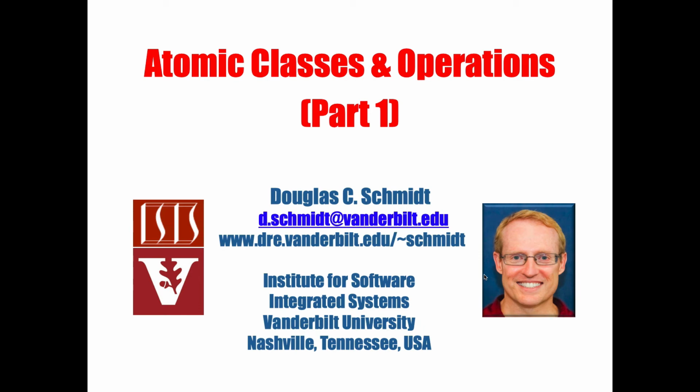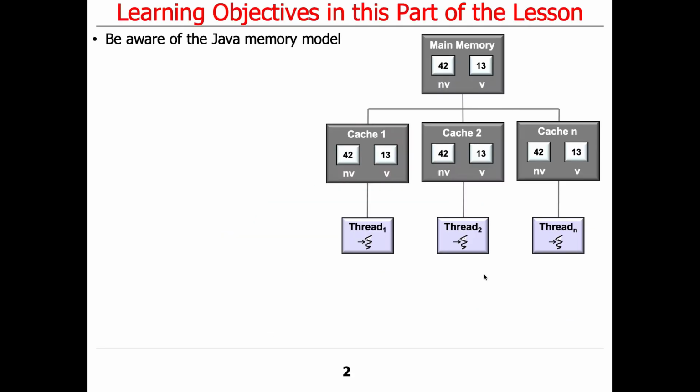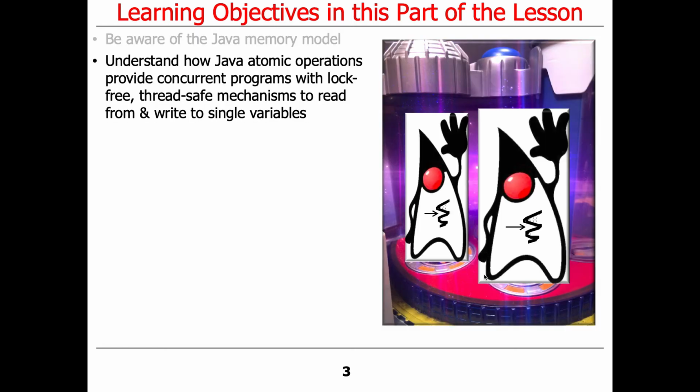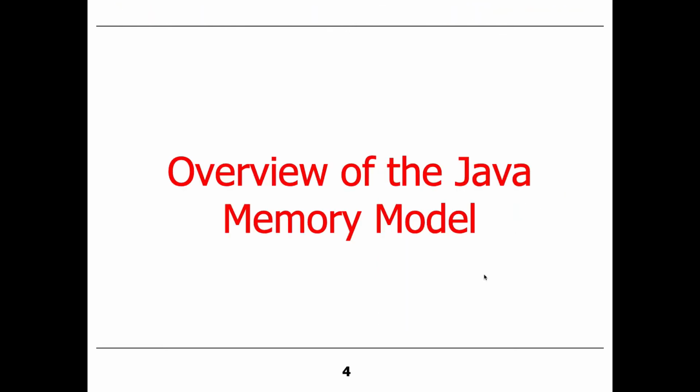So we're going to return to our discussions about atomic classes and operations, and we're going to dive a little deeper into some of the infrastructure topics related to atomic operations and variables and classes. We're going to start by discussing the Java memory model, and then we're going to talk about how the Java atomic operations let concurrent programs have access to lock-free, thread-safe mechanisms to read and write to single variables. Those are the two things we're going to talk about here.